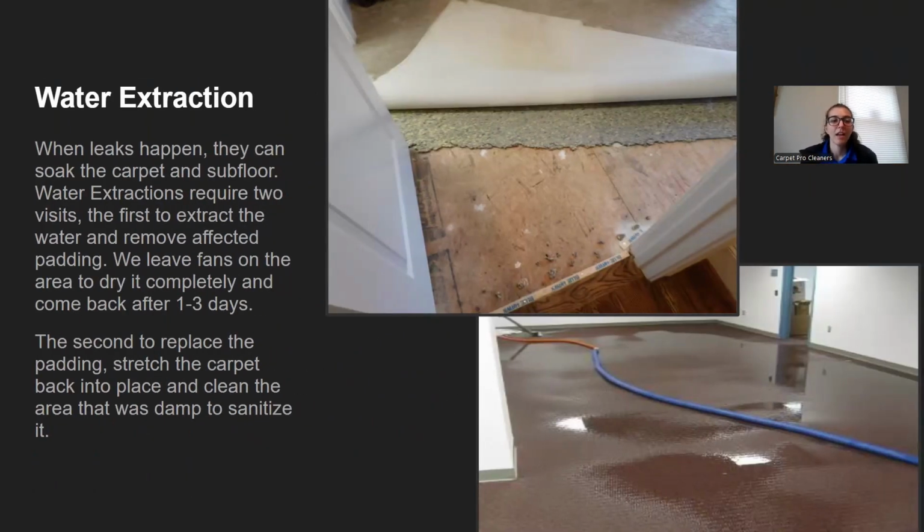Water extractions. When leaks happen, they can soak the carpet and subfloor. Water extractions require 2 visits. The first is to extract the water and remove the affected padding. We leave fans on the area to dry it completely and then come back after 1 to 3 days. The second visit, we replace the padding, we stretch the carpet back into place, and then we clean the area with an enzymatic treatment to sanitize it.